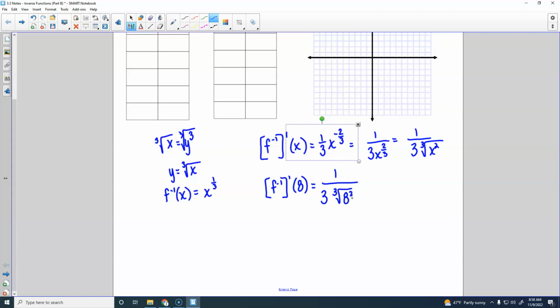You can do 8 squared and get 64 and take the cube root. That's a perfectly acceptable way of dealing with that. Or sometimes if you got bigger numbers here, this is also the cube root of 8, squared. Cube root of 8 is 2. 2 squared is 4. Either way is pretty easy to deal with here, but sometimes you get ones that are harder to deal with. So 3 times 4 will give us 1/12.